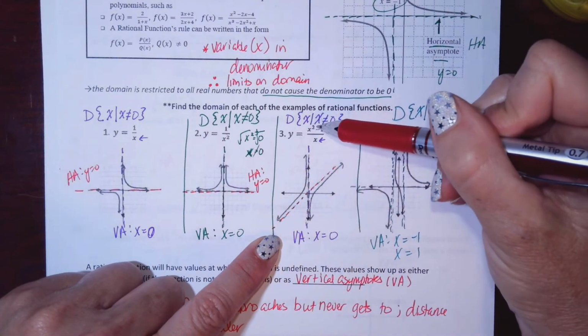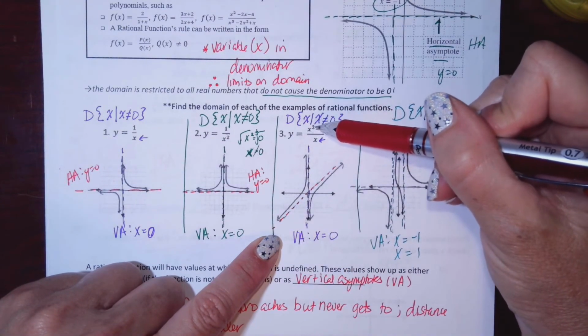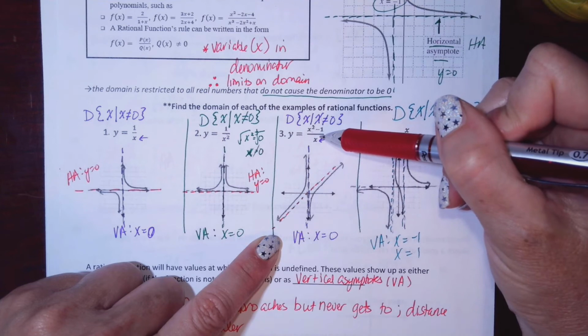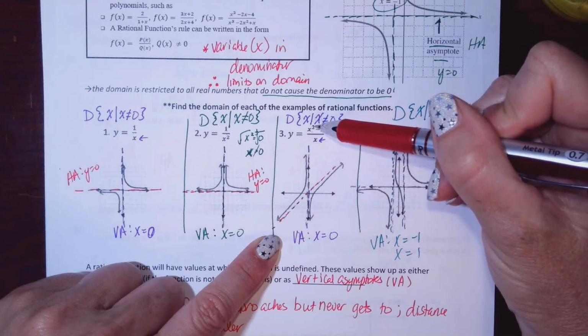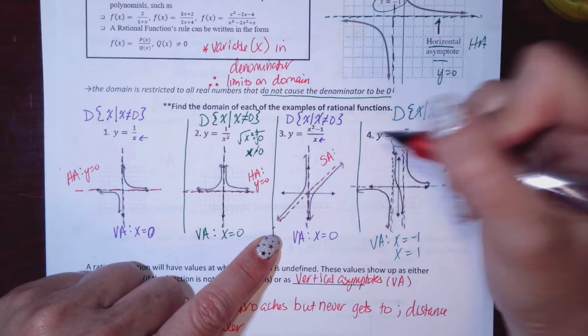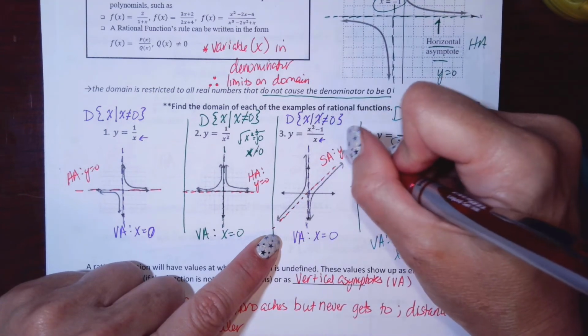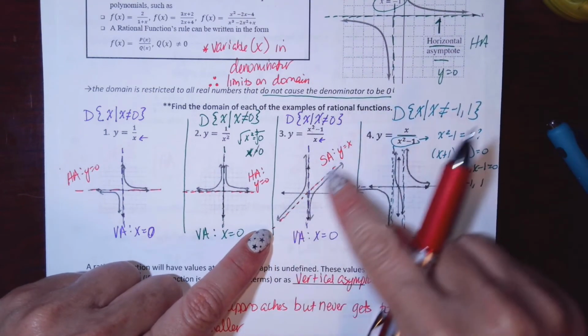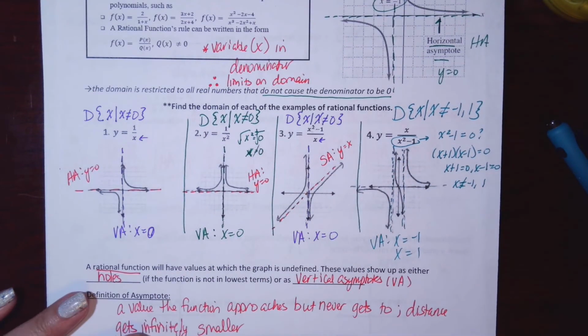If I compare the degrees, the numerator is second degree, the denominator is first degree, so the degree of the numerator is 1 greater than the degree of the denominator. So I have a slant asymptote. This slant asymptote is actually at y equals x. It's my parent function, the linear function.